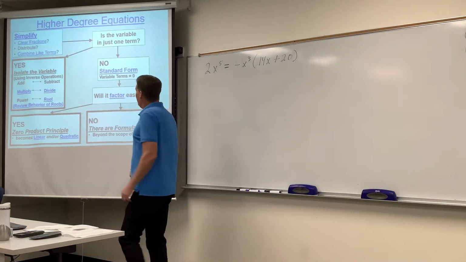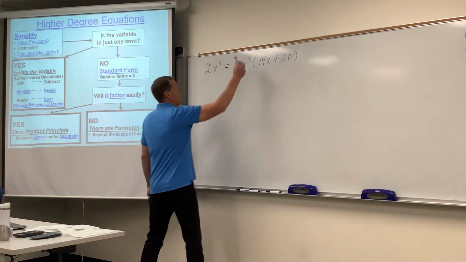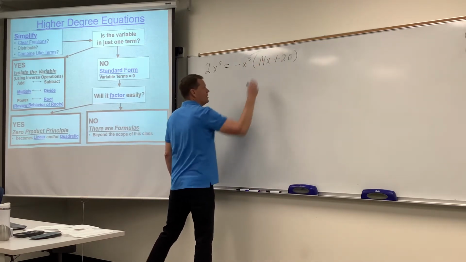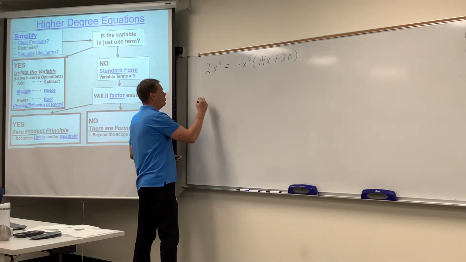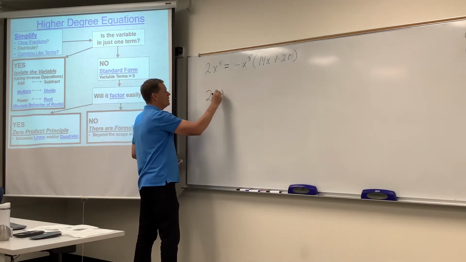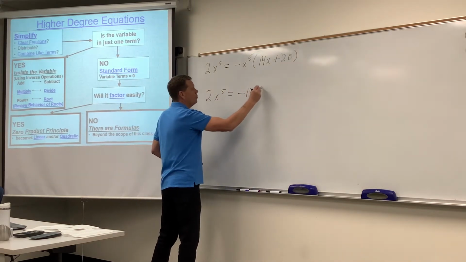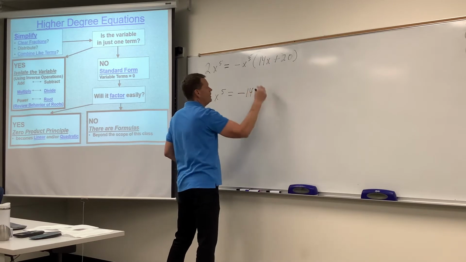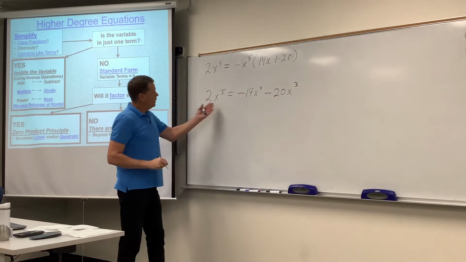So here we go. We don't have any fractions to clear. Distribute. Yes. Over here on the right-hand side of this equation, there would be some distributing to perform. So we'll multiply that expression into the parentheses. And therefore this would be what? Negative 14x to the 4th power. Negative times a positive, negative 20x to the 3rd. All right, so we have that.